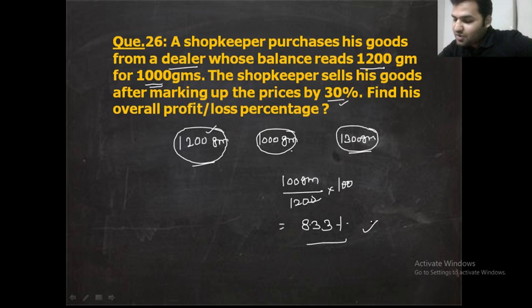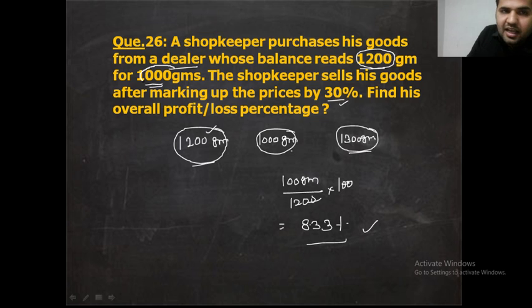So can you answer this question with the concept of a fractional method? Now, this is a normal method of solving it, that first you find out the cost price and then the selling price and then the profit percentage. Can you also use the fractional method to find out the answer of this question? You can also use it. Let me explain to you how. See, when he is paying for 1200 grams, but the money that he is getting is only of 1000 grams. Now, this is a loss making event for the shopkeeper, right?